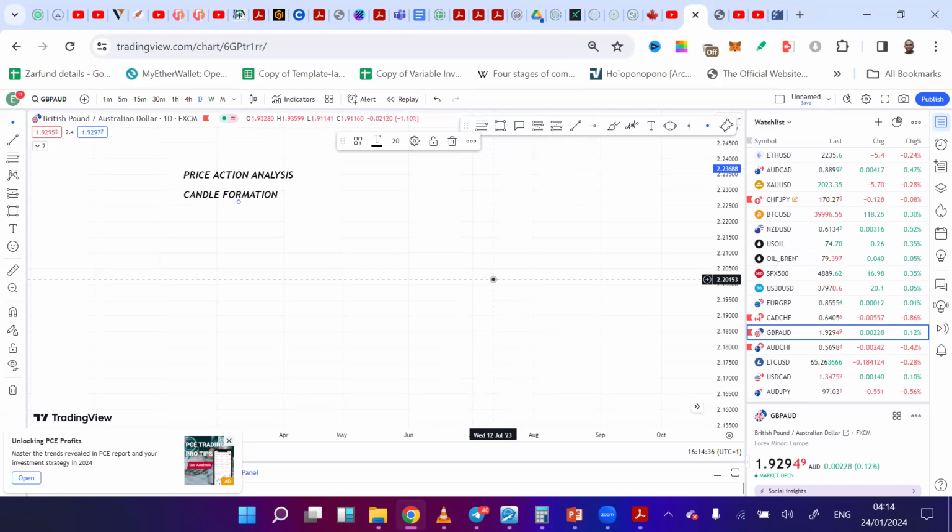So this is what we mean by price action. Price action is basically taking a candle, doing the analysis of that candle, or doing the analysis of a series of candles to help you determine, or help us determine what is likely to happen next going forward, right?